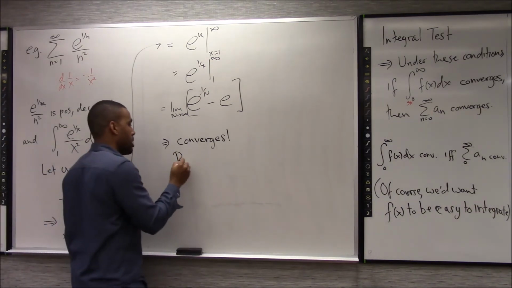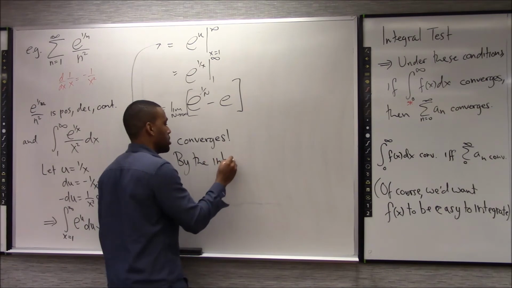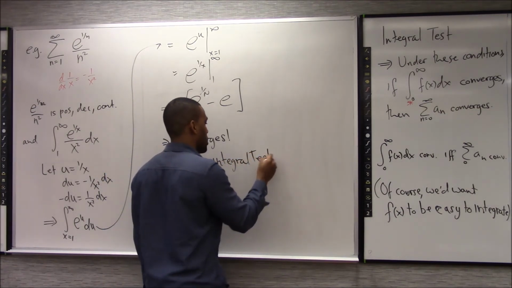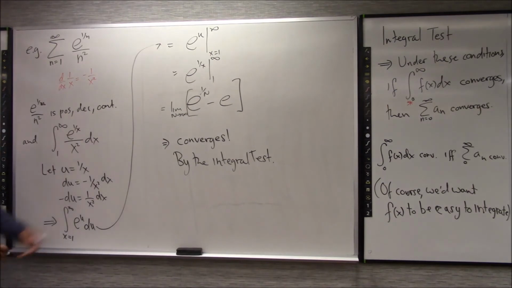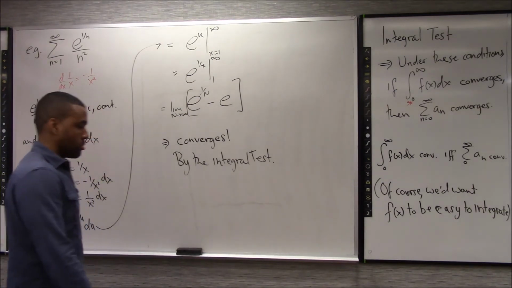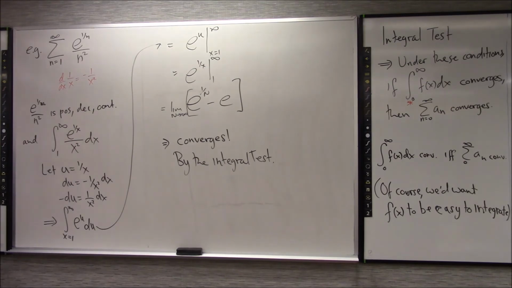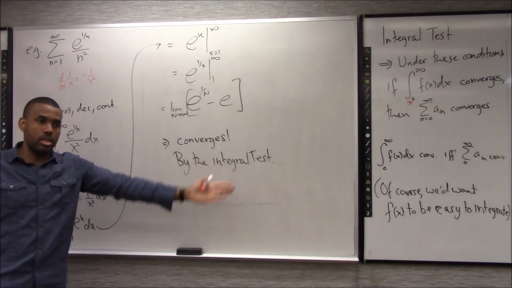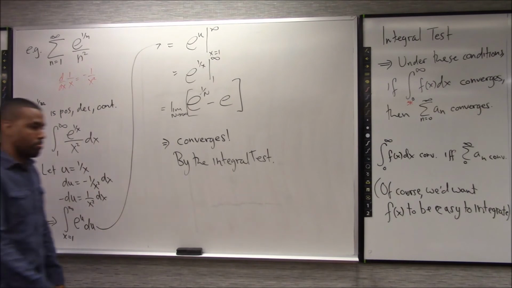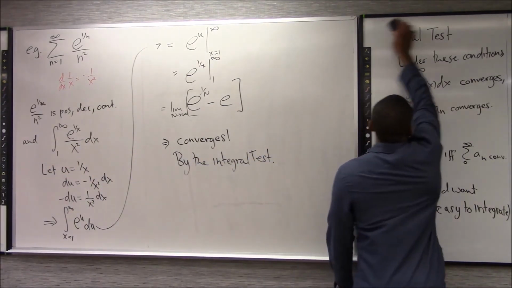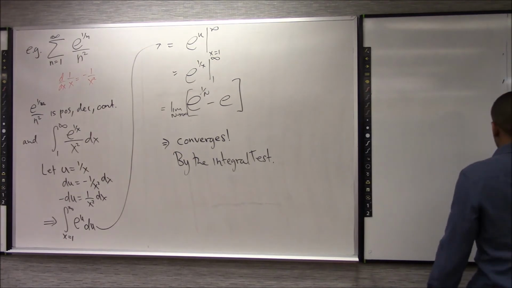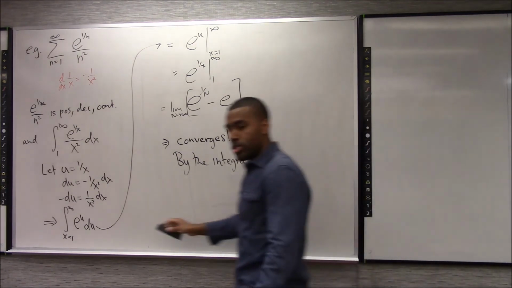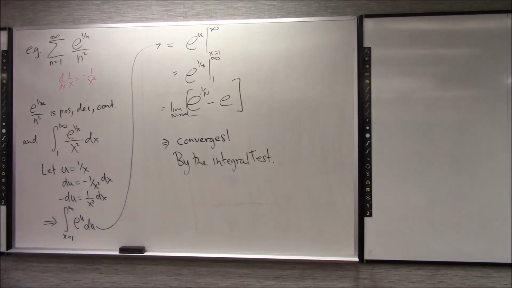And you can say by the integral test. You should always state what test you're using. So a good answer would show that you check the conditions necessary for the test to work, you perform the test, and then you can make a conclusion based on the test. So as a series that was very complicated, but as an integral it wasn't. And as an integral it converged.